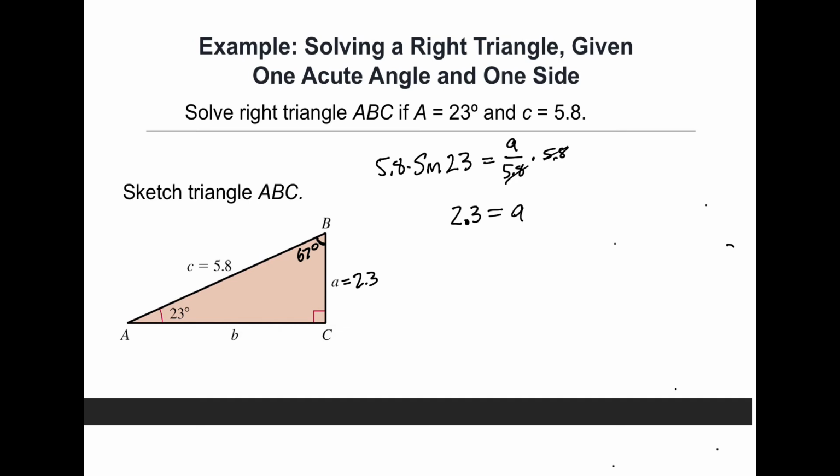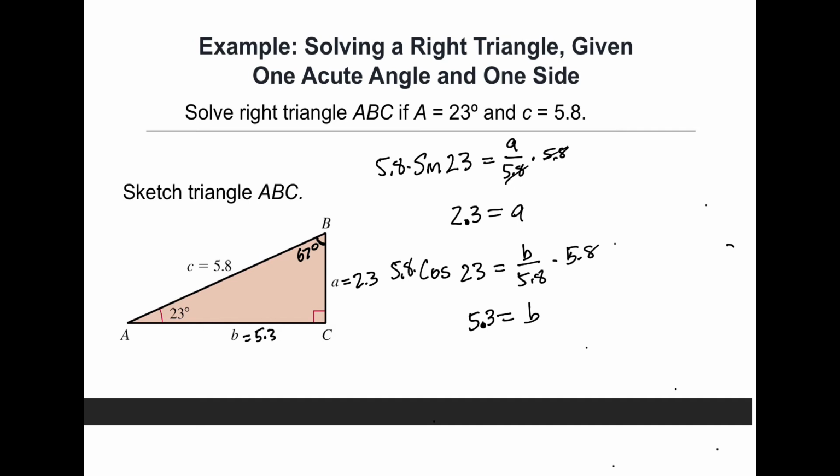To find B then, I could use cosine. We say the cosine of 23 is equal to B over 5.8. And then, same thing, multiply both sides by 5.8. So we see B is equal to 5.8 times the cosine of 23 degrees, which is about 5.3. So B is about 5.3.